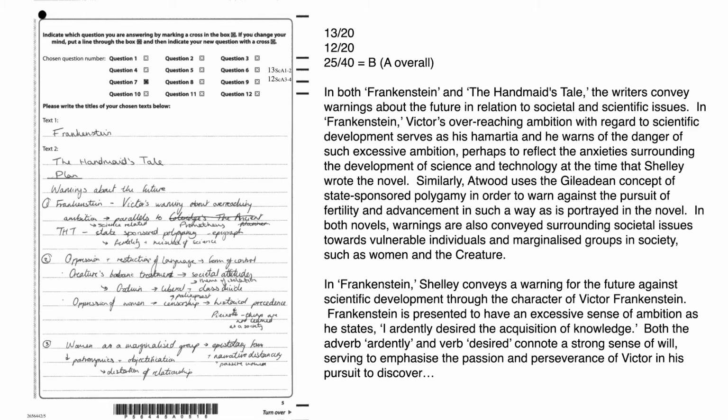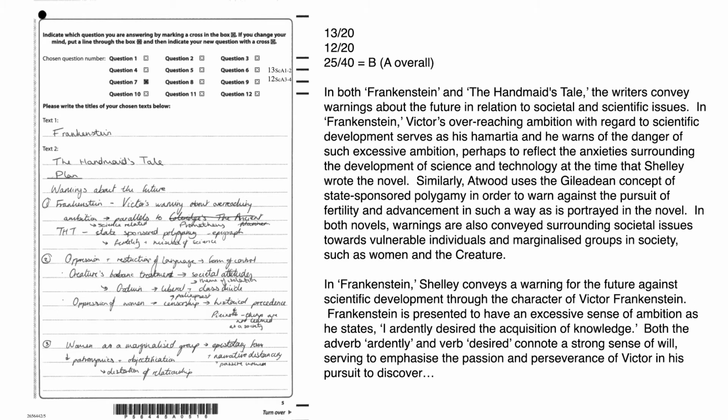Similarly, Atwood uses the concept, that's quite a good point actually, if you just dropped in there the Enlightenment and Rationalism, very quick and economical to do, all that bit more sophisticated and impressive. Atwood uses the Gileadian concept of state-sponsored polygamy in order to warn against the pursuit of fertility and advancement in such a way as is portrayed in the novel.